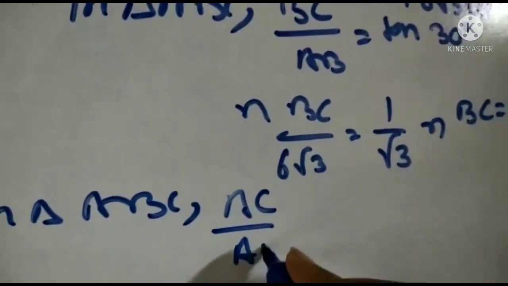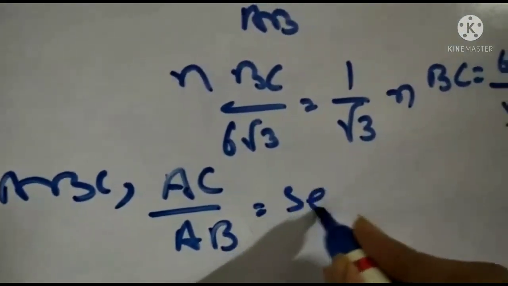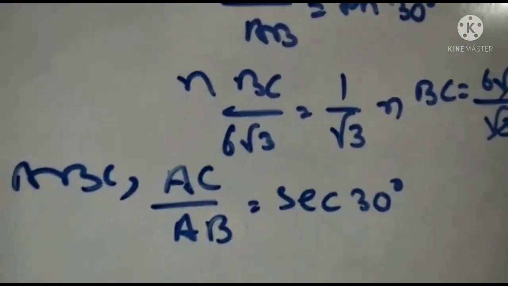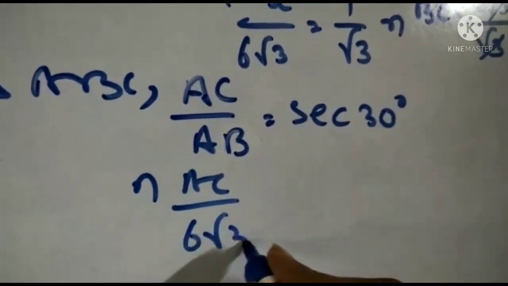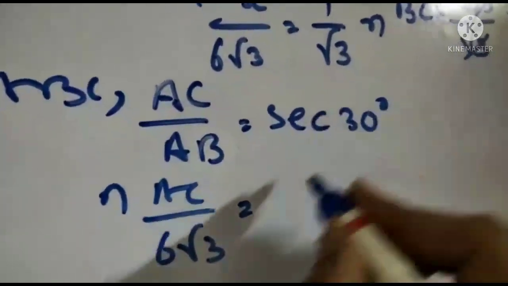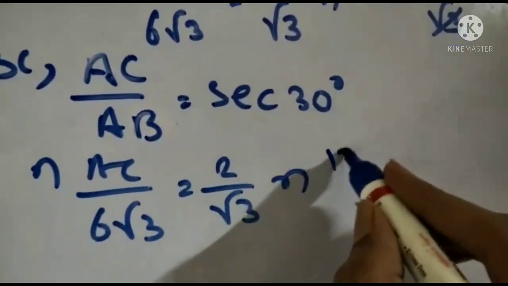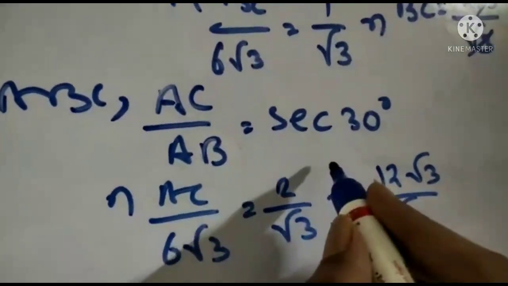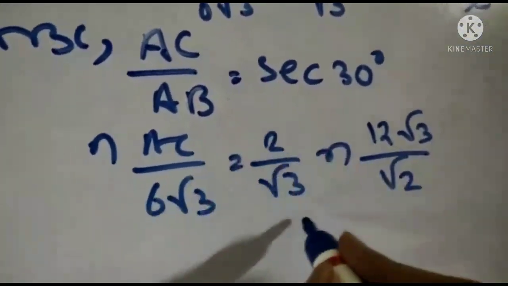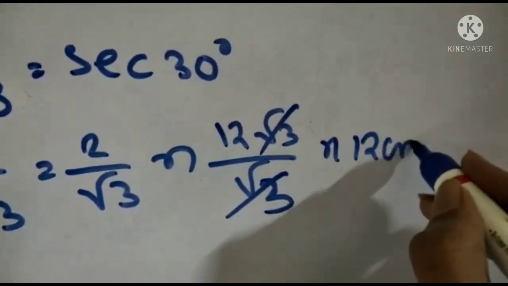So AC by AB is equal to sec 30 degree. Now see, AC we have to find. So AC by AB, we know AB is 6 root 3, is equal to sec 30 degree, which means 2 by root 3. By cross multiplication, 6 root 3 goes up, so 6 into 2 means 12 root 3 by root 3. The root 3 will cancel and we will get 12 centimeter.